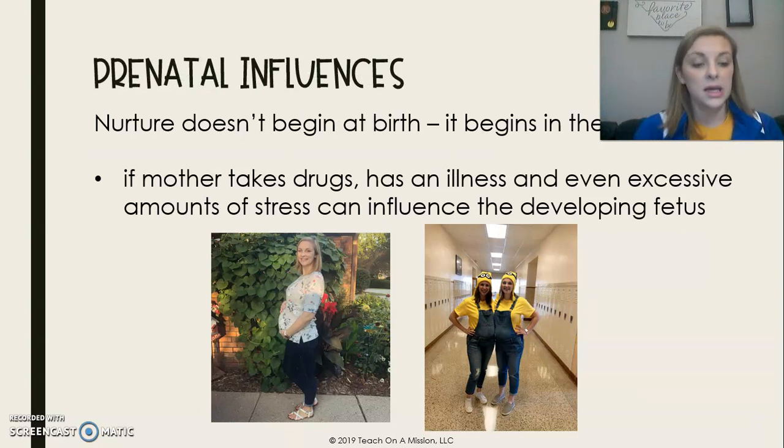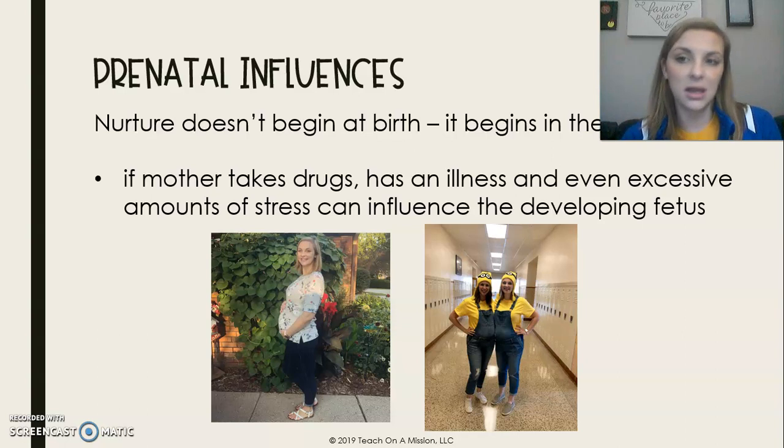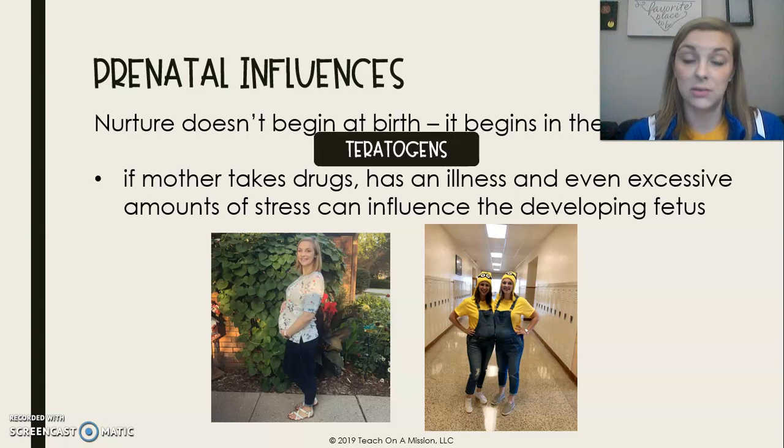The first one is the prenatal influence. Our nurture, our environment doesn't just begin at birth, it begins in the womb, right? If your biological mother takes drugs, has an illness during pregnancy, has excessive amounts of stress, all of those things can influence the way that you are developing. We call these things teratogens. Teratogens are external influences on a developing fetus, things like alcohol, drugs, stress, medication, et cetera, et cetera.